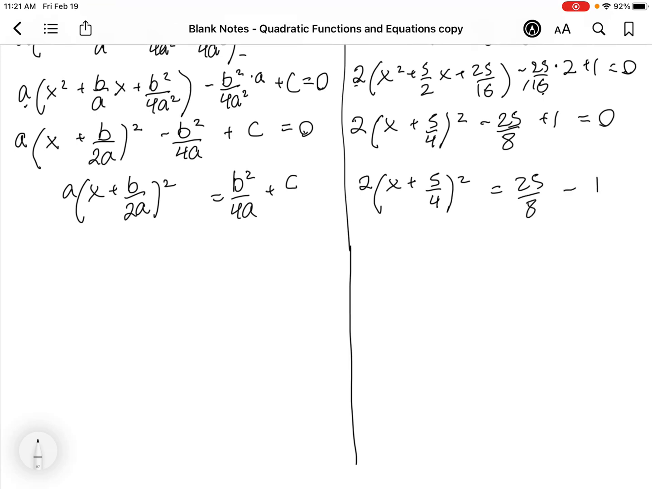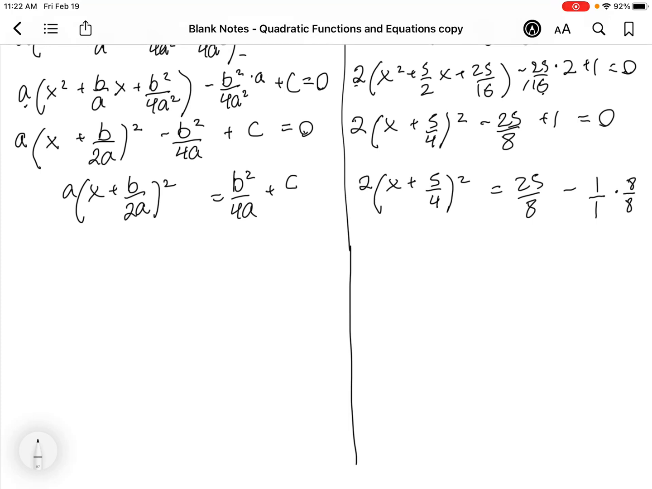And the other thing that I want to do now, and I'll do this on the right-hand side first so you can get a sense of what's happening here, is this 25 over 8 minus 1, I want to write those with a common denominator. So right now this is 1 over 1. The common denominator between 8 and 1 is 8. So I need to multiply this by 8 over 8. So this is going to become 25 over 8 minus 8 over 8. And then on the next line, I'll be able to write that using a common denominator.